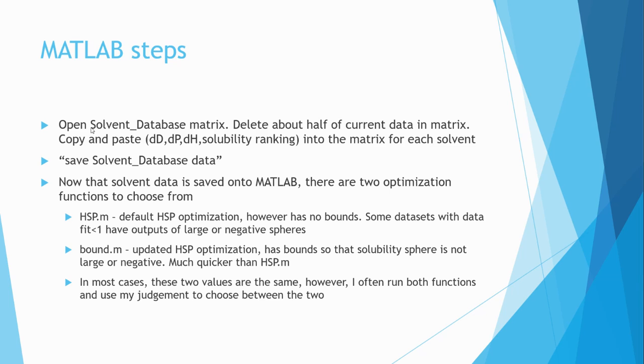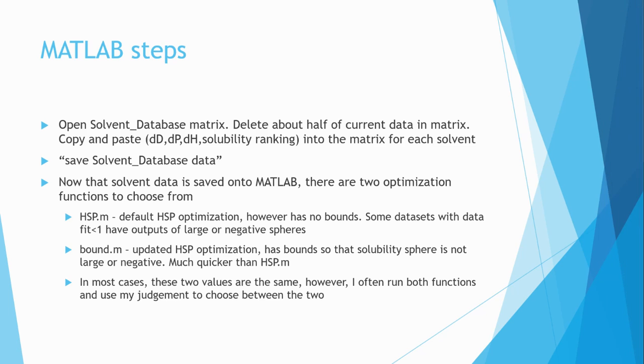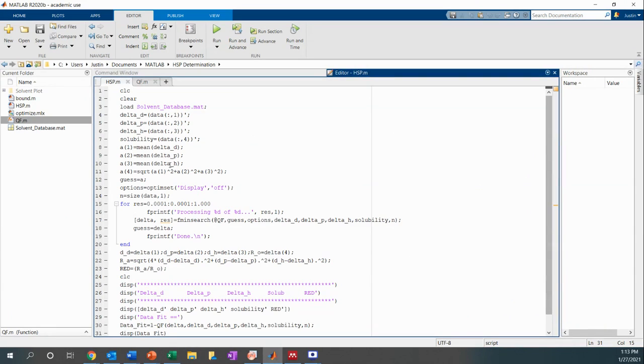And so I slightly altered it to create a different algorithm, which is called bound.m. This algorithm has bounds so that the solubility sphere is not large or negative. And it's also much quicker than HSP.m. So in most cases, these two values are the same. However, I often do run both functions and use my judgment to choose between the two if there are any slight differences.